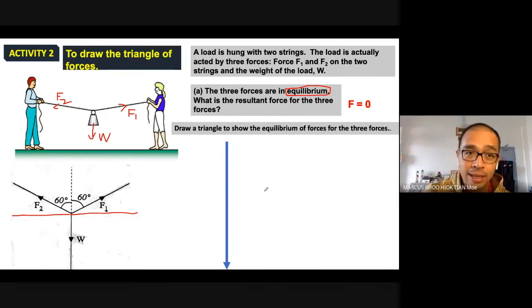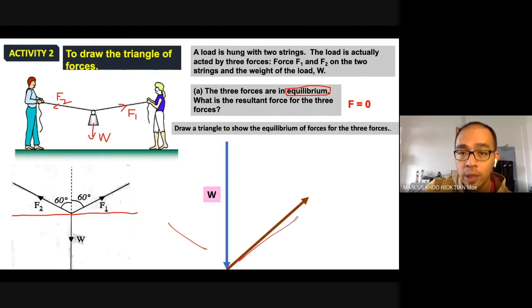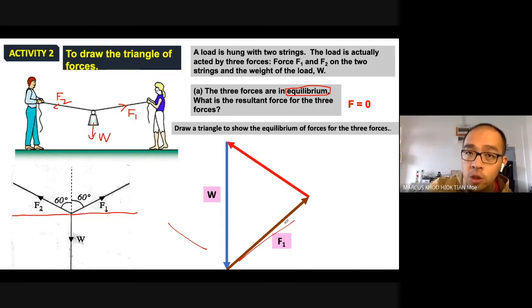So the weight is going downwards, and then after that, you can either choose to go left, which means you're going towards F2, or you can go to the right, to F1. In this example, they are going right first. They're going to draw the F1 first. So this is the F1. And then after that, they're going to draw the F2 to make sure that it is a complete loop. So W, F1, and F2.